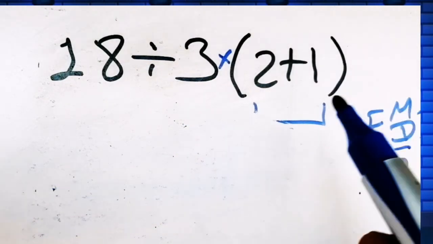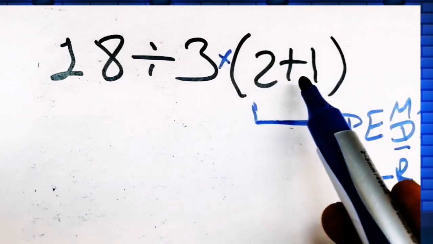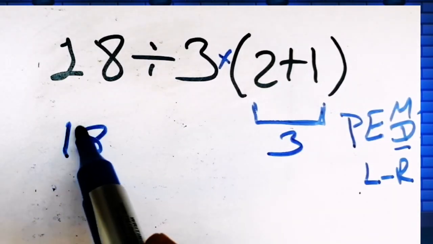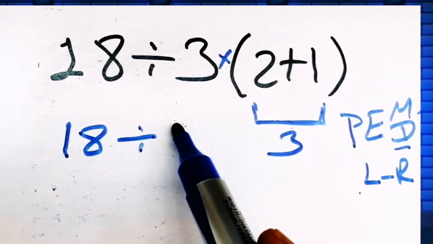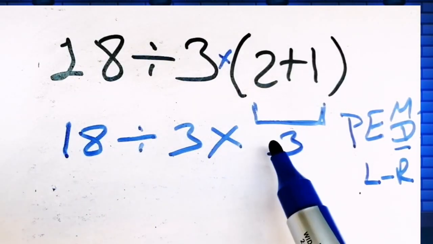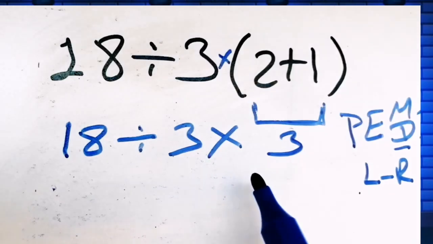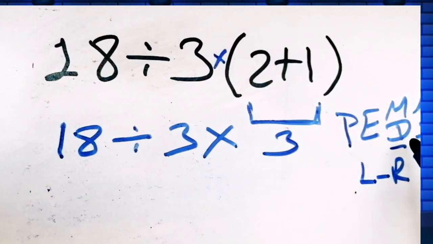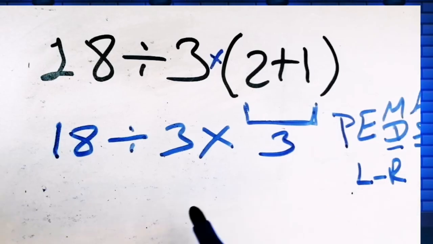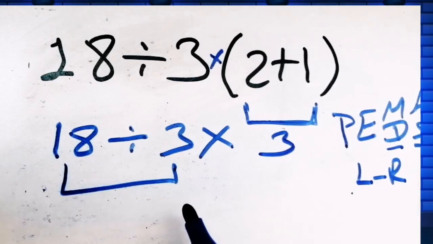Therefore, according to PEMDAS, first parentheses: 2 plus 1 which equals 3. Then 18 divided by 3 times 3. Here there is a division and multiplication. As you remember, multiplication and division have equal priority, so work from left to right. Therefore, we have to do this first, okay?